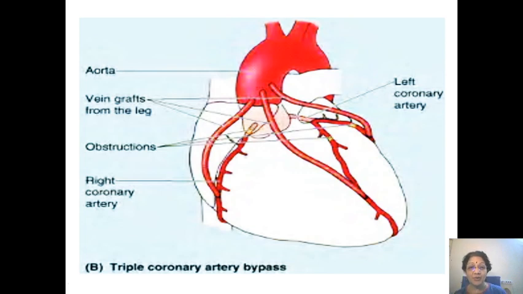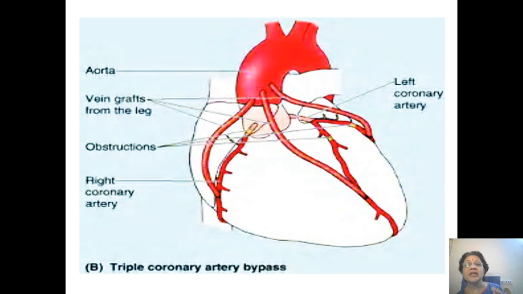But for this you'll have to open the pericardium and you'll have to shut down the heart for a bit. So it is an open heart surgery, and you have to shunt the blood through an external machine so that it keeps getting perfused while the surgeon is operating on the quieted heart. So that's a completely different, much more risky surgery.